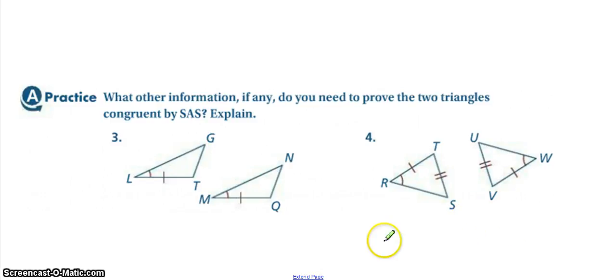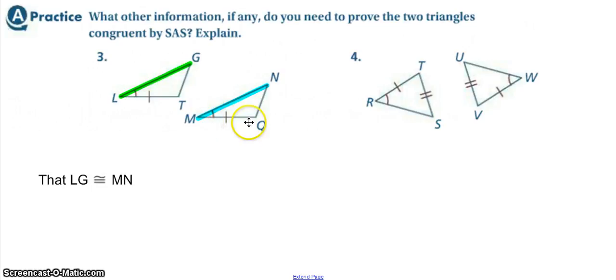Pause the video and go ahead and notate what else we would need, if we need anything else, to prove these two triangles congruent, and then to prove these two triangles congruent. So again, we already have one set of congruent sides given to us, one pair of congruent angles given to us. So we would need the sides that make that angle included. So we would need to prove LG congruent to MN. If you haven't done so yet, try number 4.